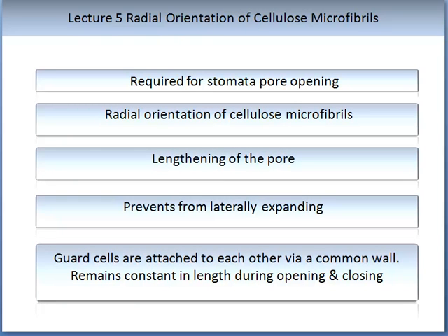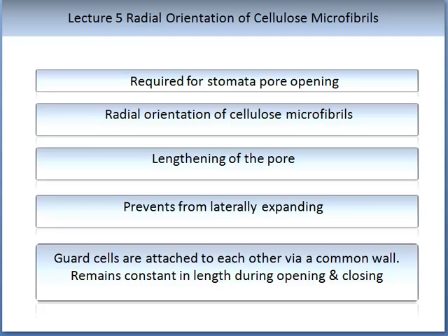Radial orientation occurs in the cellulose microfibrils of the pores. This is required for stomata pore opening. It enables the pore to lengthen when it is being opened, but at the same time prevents it from laterally expanding. A second structural feature of the guard cells is that they are attached to each other via one common wall. This remains constant in length during opening and closing. Both the radial orientation of cellulose microfibrils plus the common wall enable the guard cells to open correctly.